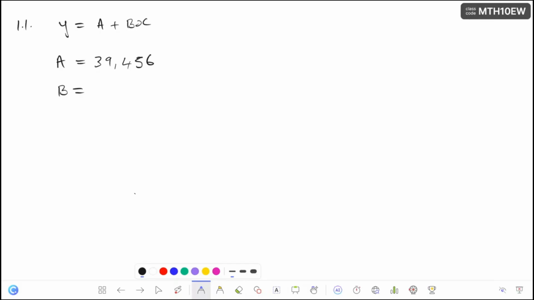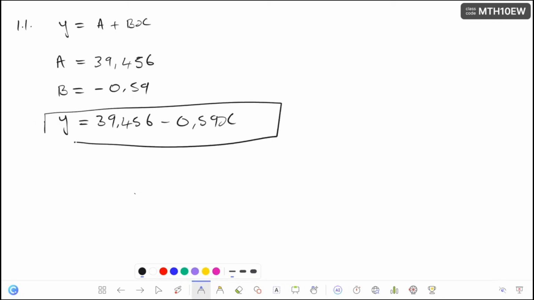Now we need to check the value of B. You're going to press shift 1, 5, which is the regression, then you're going to find the value of B. I found the value of B to be negative 0.59. So our equation is Y is equal to 39.456 minus 0.59x. This is the answer for 1.1.